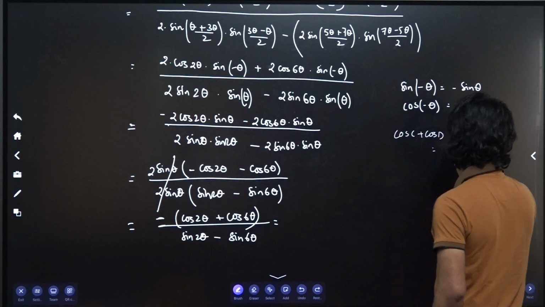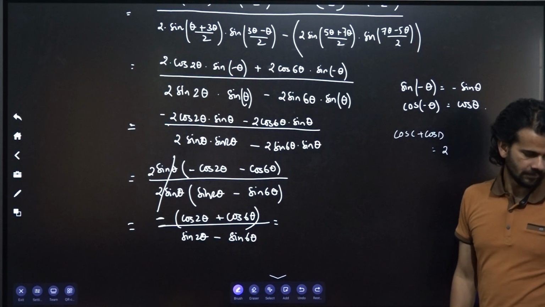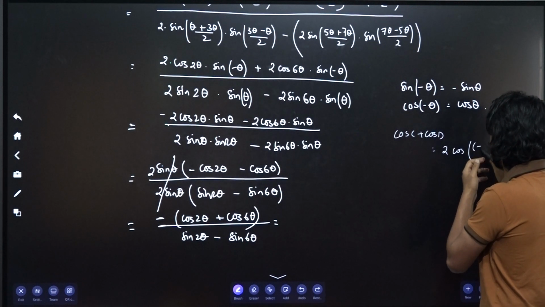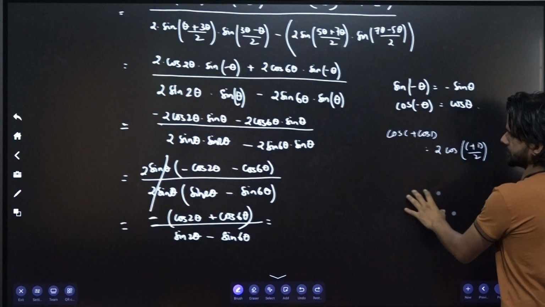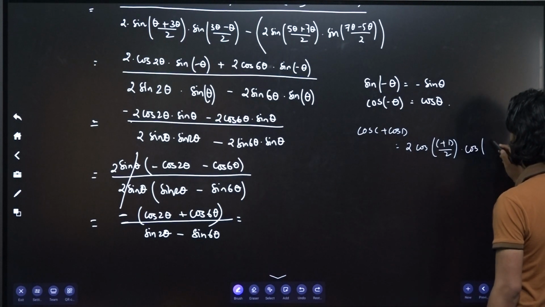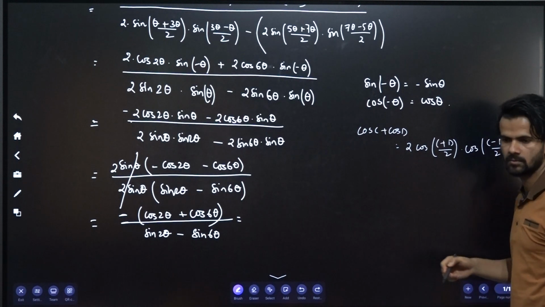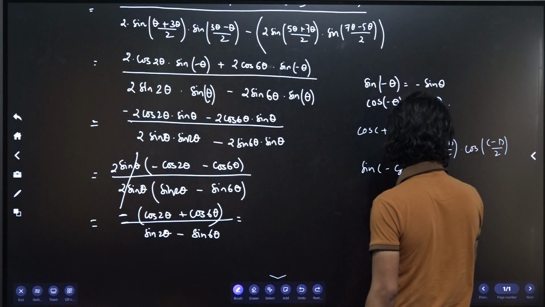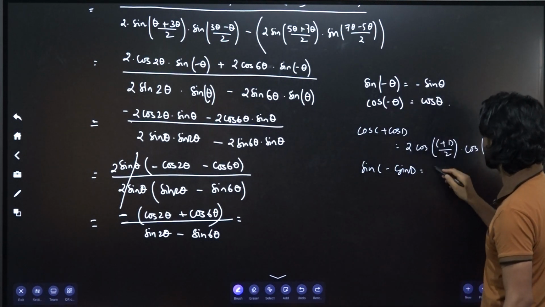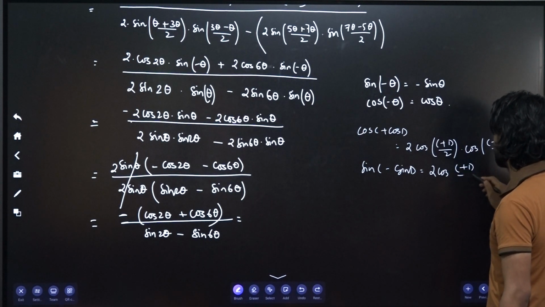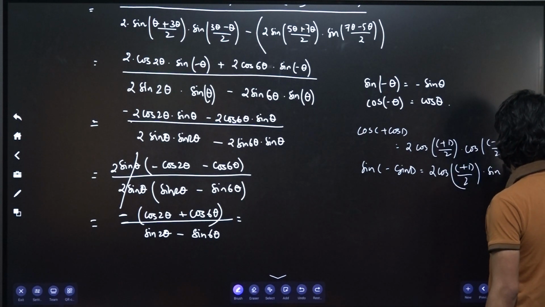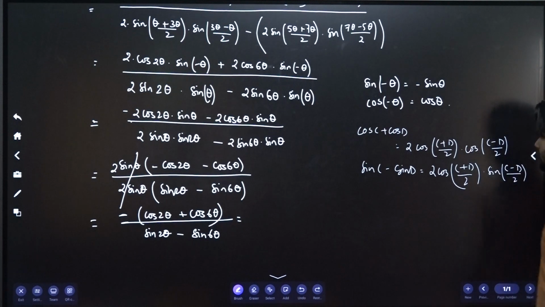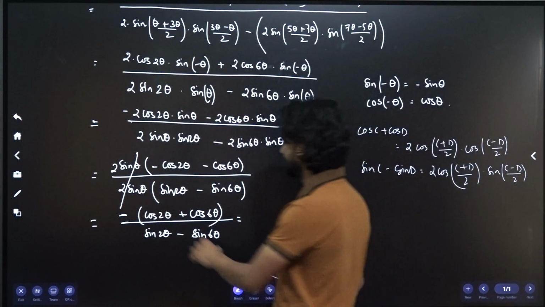What is the formula of cos C plus cos D? Don't say whatever you feel like. You should know what you are saying. 2 cos (C plus D) divided by 2 times cos (C minus D) divided by 2. Is this correct? Yes. And then similarly we need sin C minus sin D. What's the formula? 2 cos (C plus D) divided by 2 into sin (C minus D) divided by 2. Alright, we put that there.